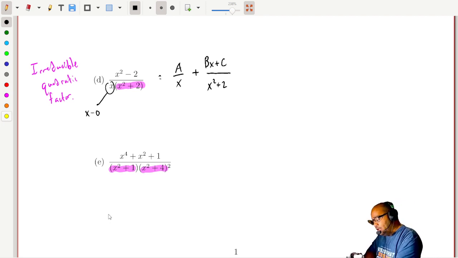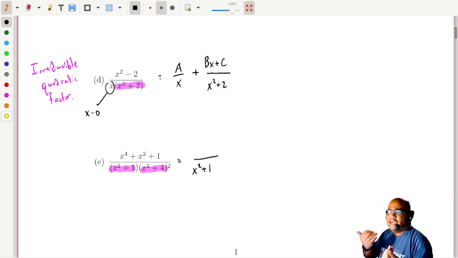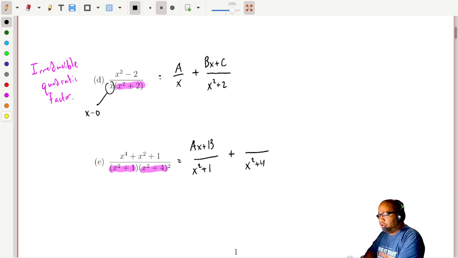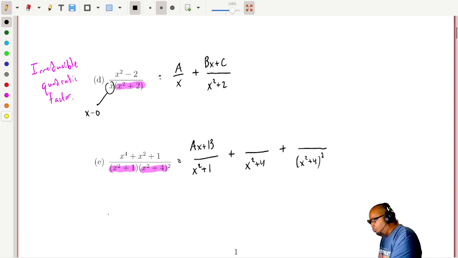Well, we're going to go ahead and write, for our first distinct irreducible, x squared plus 1, and at worst, that numerator is going to be linear, ax plus b. Now let's look at the next one. We have x squared plus 4, but we're going to have 2 copies of that. We're going to have 2 copies of x squared plus 4, but one gets a square. And of course, the numerators for these will, at worst, be linear. We have cx plus d in the second bit, and then ex plus f in the third.